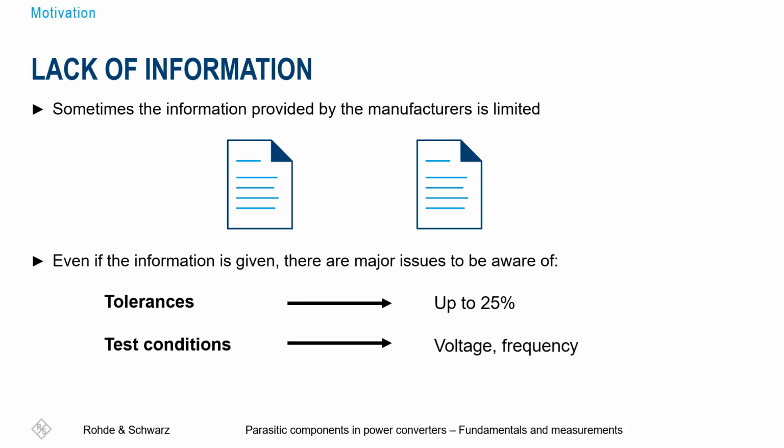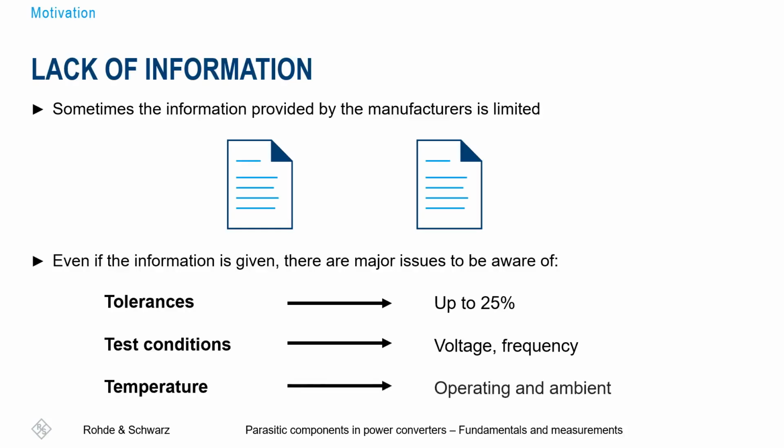Then we have the test conditions that will also influence the value that we get from the datasheet. In this case, it could be voltage, frequency, and these test conditions normally are different than the ones that we need because our application is unique, different to the one that, for example, the capacitor manufacturer thought of. So the test conditions are different, and this is really important to take into account. And finally, the temperature. This could be in the test conditions, but I put it separately because it's just as important, and it's important to consider both the operating and ambient temperature.